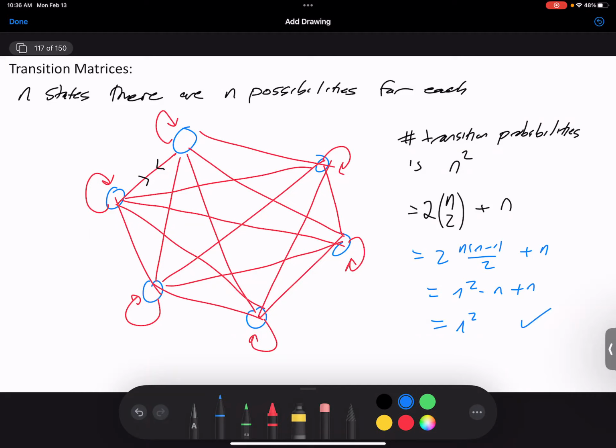I have n states. Each state has n possibilities of going to, so I have to give you n squared numbers. Once I give you those n squared numbers, I can now have time evolve, and I can talk about the probabilities of going from one state to another. So if I wanted to model a baseball game, all I need to know is the probability of transitioning from one state to another. What's going to affect those probabilities?